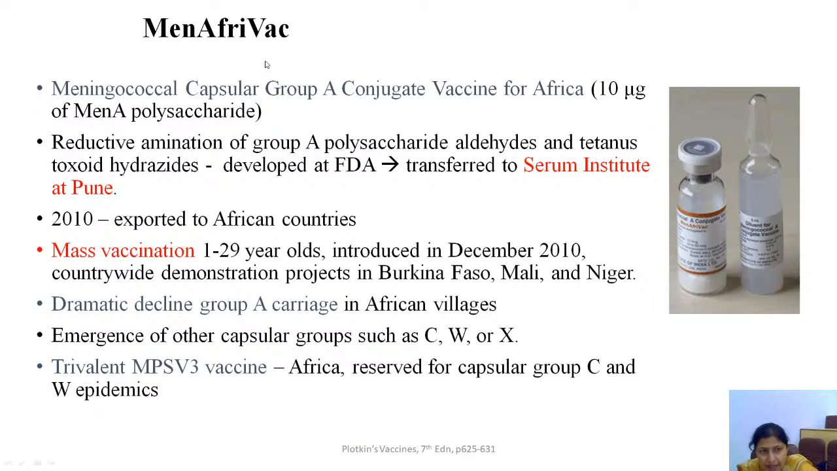The MenAfriVac is a capsular group A conjugate vaccine for Africa, with reductive amination of the group A polysaccharide, aldehyde and tetanus. These three components are there. So it is mainly exported to African countries. In 2010 mass vaccination started, and a dramatic decline in group A carriers was seen because of this conjugate vaccine. Okay, that's why there is continuation of this vaccine.